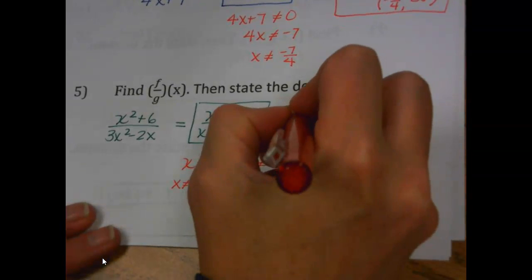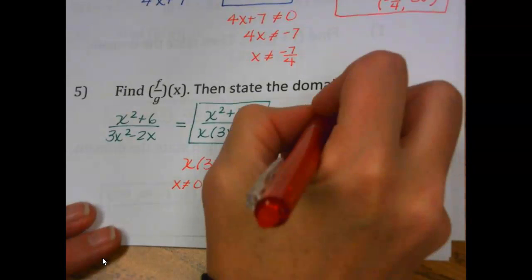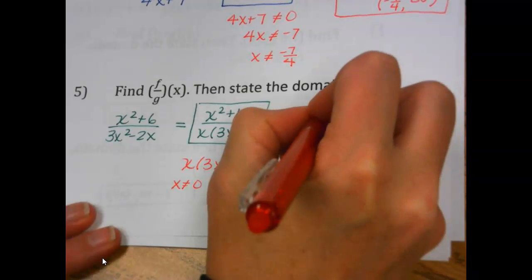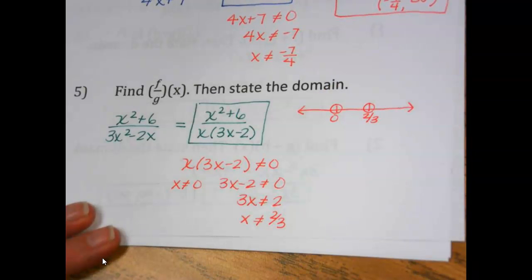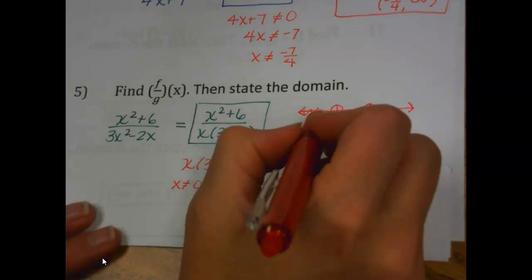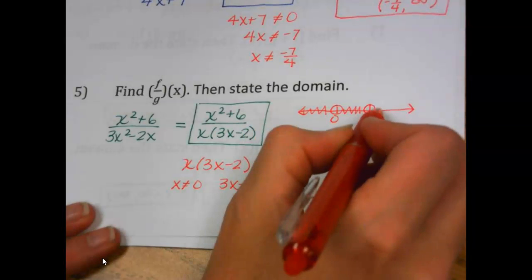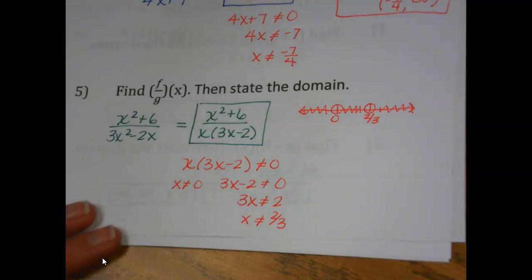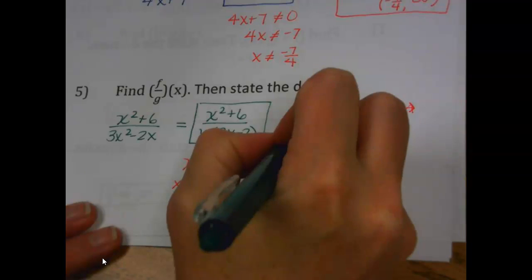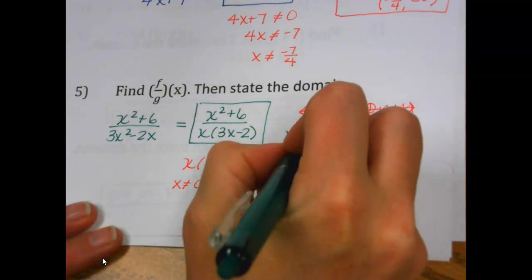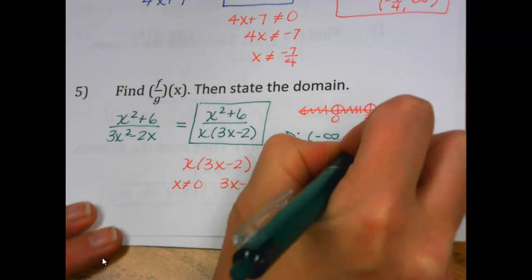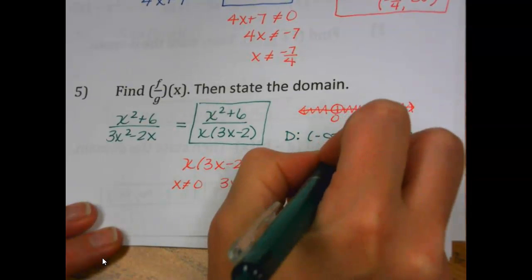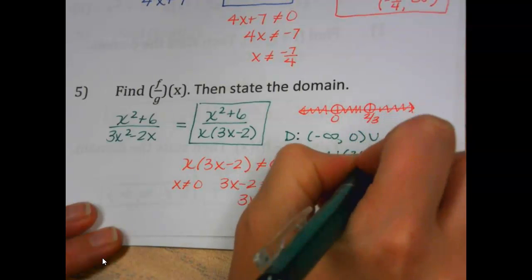Okay, so visually, again, we can do that number line. We have 0 and 2/3 on our number line. X cannot be either one of those, but it can be anything to the left, anything in the middle, and anything to the right. So when we write our domain, we want to describe all three of those pieces. Negative infinity to 0, 0 to 2/3, and 2/3 to infinity.